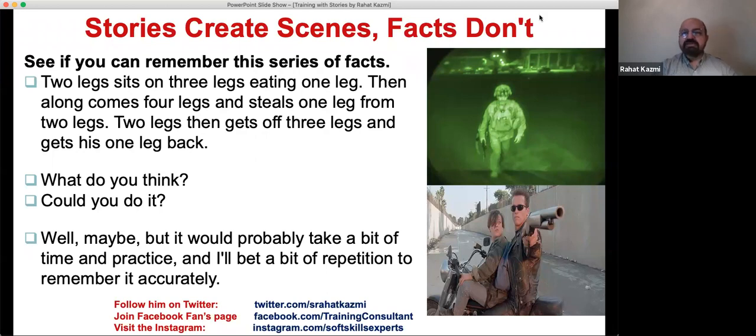Okay, so first of all, although it's not in our list of things, this is very important. I just want to make sure you understand why stories are important. So people, stories create scenes, facts don't. Can I please ask any one of you, when you see the first picture on the top right, what does it tell you? If they say pictures can tell 1,000 words, what can the picture tell you? I share this picture on purpose so you can all tell me what it means.